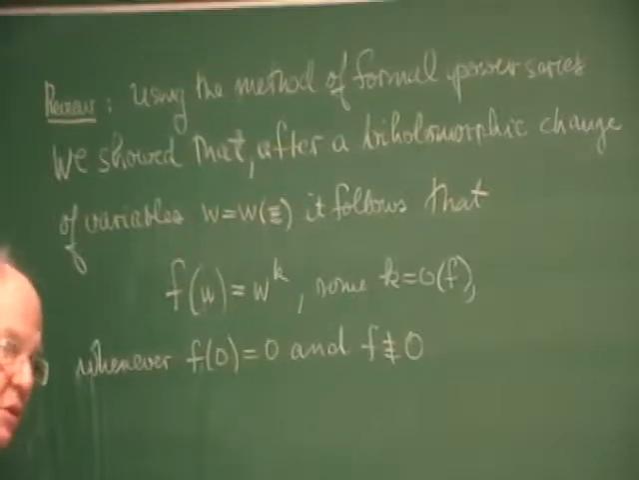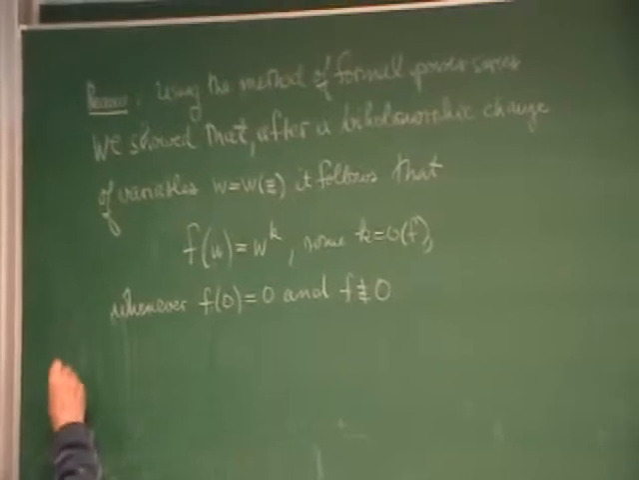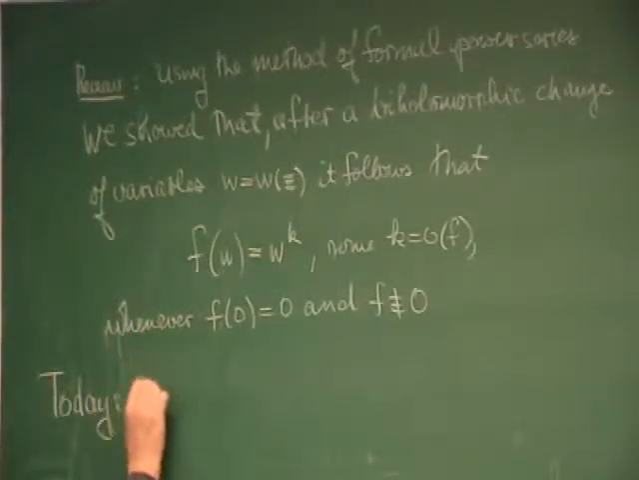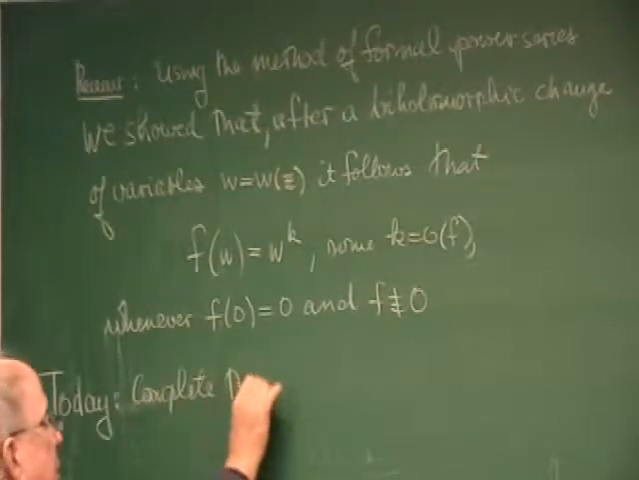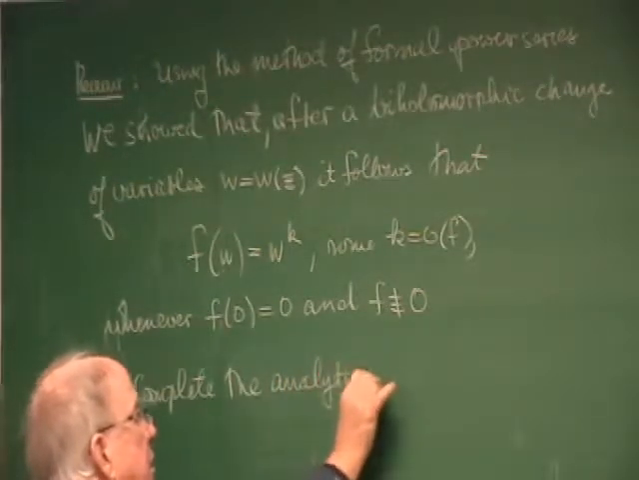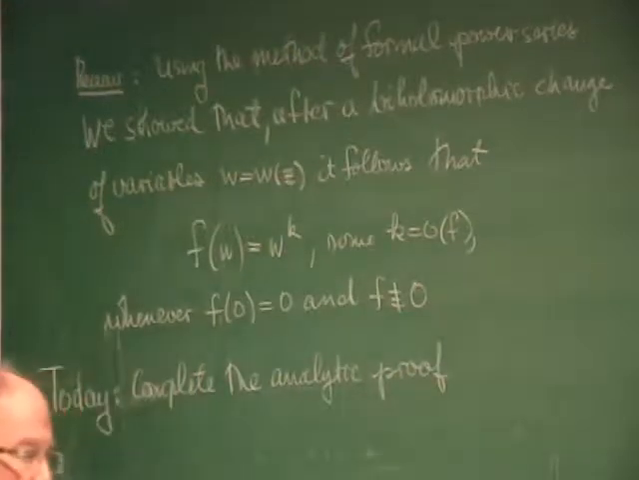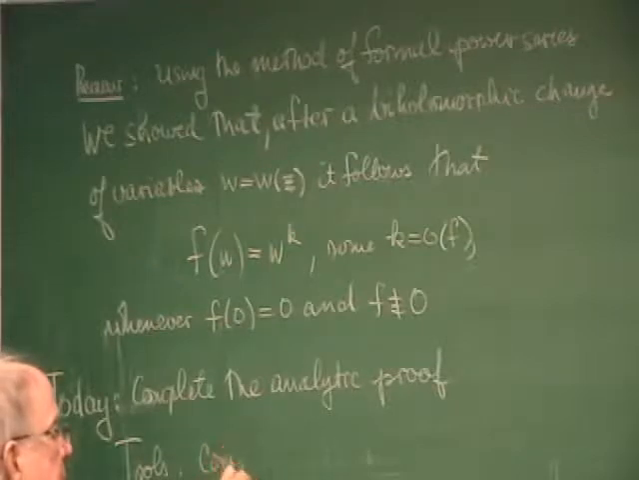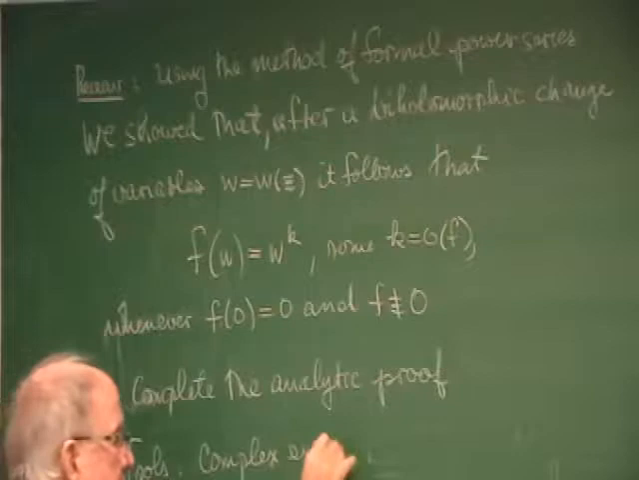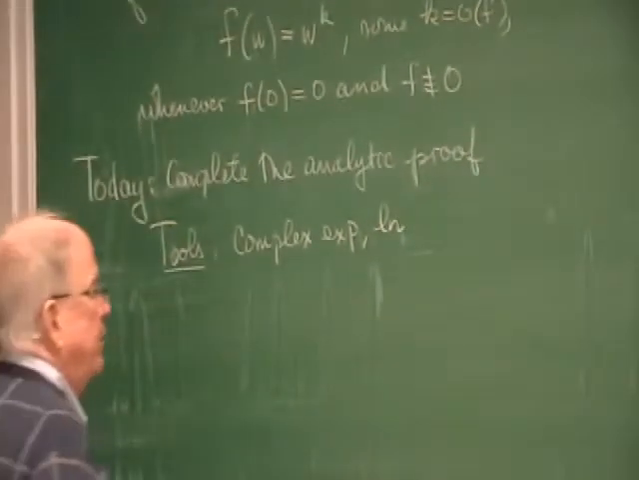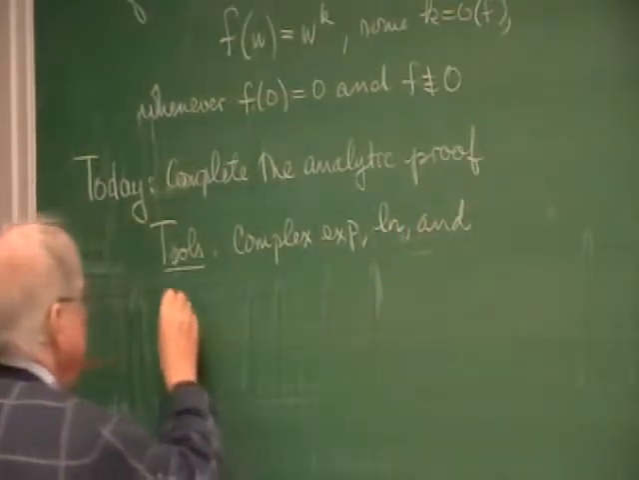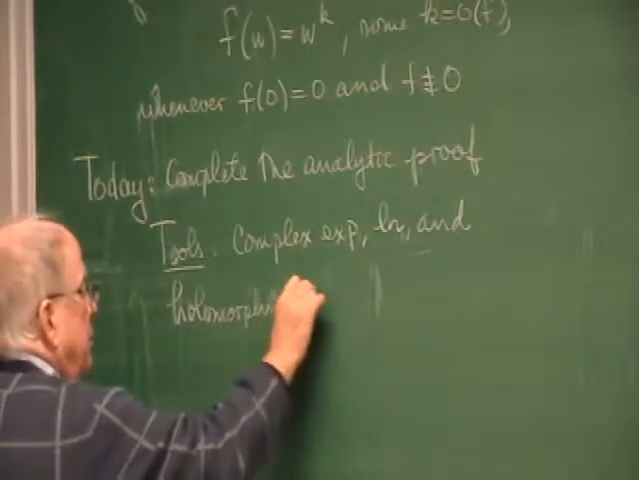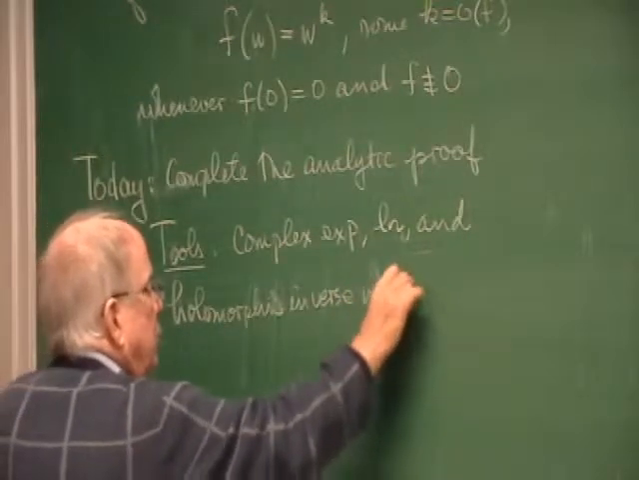I wanted to point out that you can use formal methods quite often. And today, what I'd like to do is complete the analytic method, the analytic proof of this. I should mention what the tools are here. The tools are the complex exponential map, the complex logarithm map, whatever that means, and the holomorphic inverse mapping theorem, which was implicit in this formal approach.